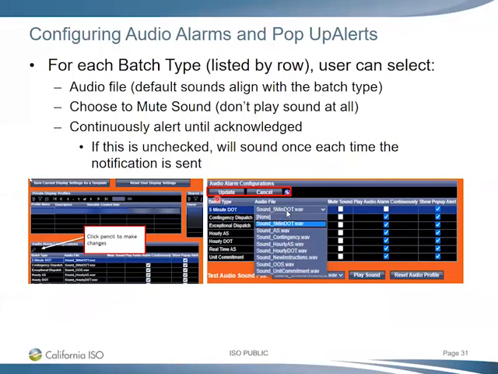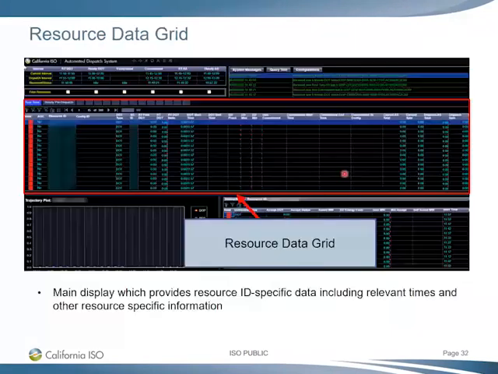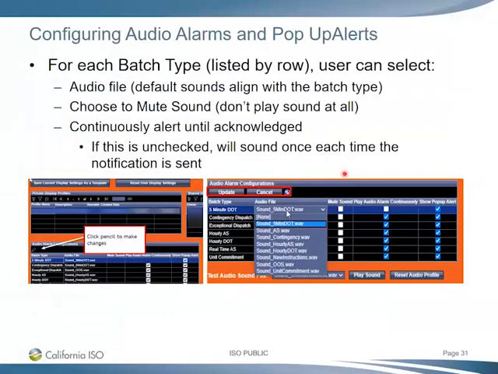Oh, one other mention here, I forgot to mention the pencil. Remember I talked about that pencil icon earlier. If you want to make that edit or that change or that modification, you would use that pencil icon, which would then give you the ability to check these boxes. Now the third column is show pop-up alert. So if there's a particular pop-up alert you don't want, you have the ability to disable that as well. Okay, so before I jump into the resource data grid, I'm going to stop for questions.